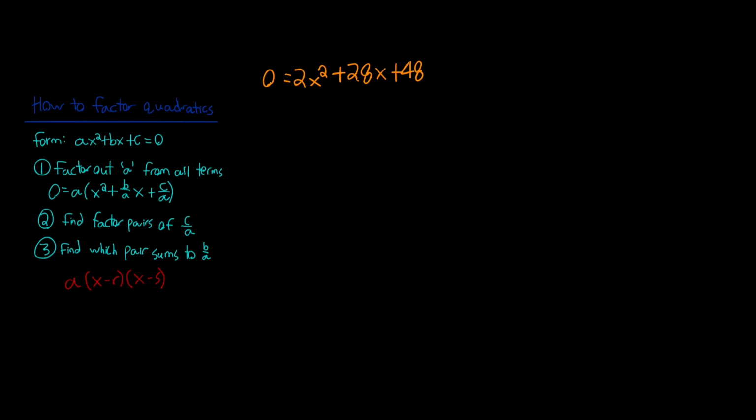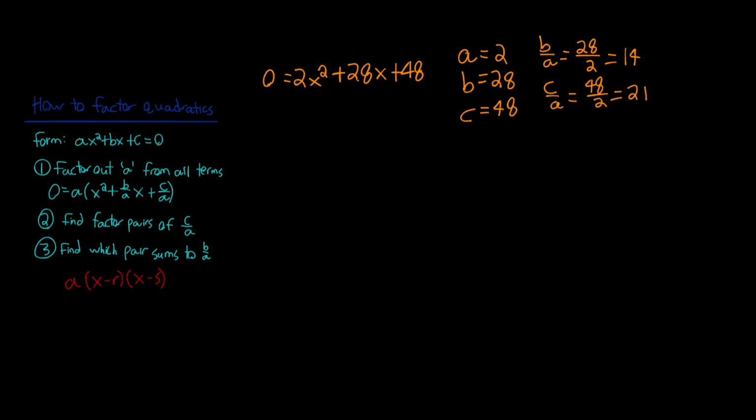Okay, so the first thing that I would have started with here is writing out what a, b, and c are. So we have a is equal to 2, b is equal to 28, and c is equal to 48. While I'm at it, I'm going to compute b over a, which is 28 divided by 2, or 14, and c over a, which is 48 over 2, or 24. Okay, so for step 1, this is going to leave me with 0 is equal to 2, x squared plus 14x plus 24.